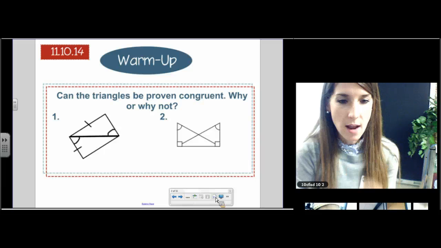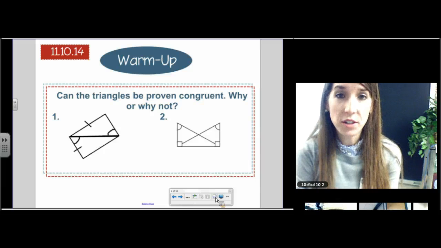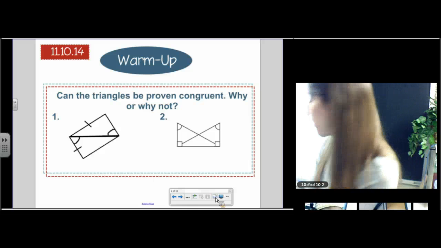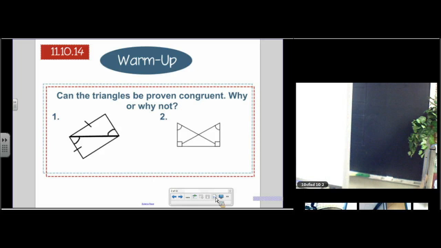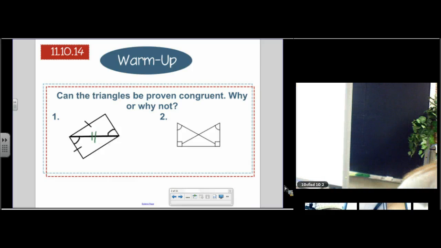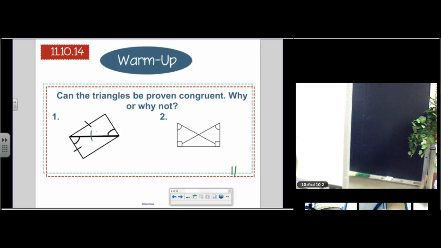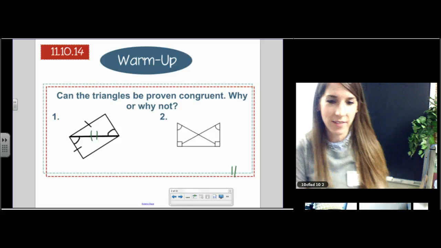Very good. We also learned that there are certain times that you're allowed to add something to your picture. In number 1, I'm allowed to add tick marks because those two triangles are sharing a side. It's also called the reflexive property, which we'll learn more about today. They are sharing that side, so I'm allowed to add tick marks to that side. And then I look at what I have. You have to evaluate what you have.